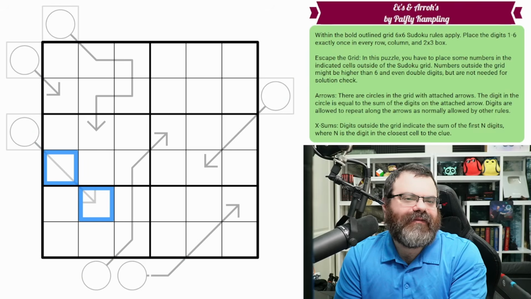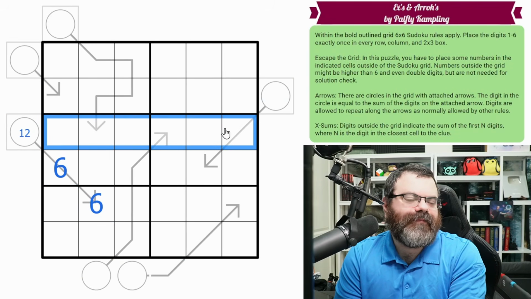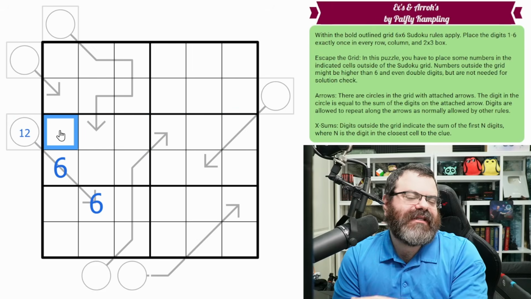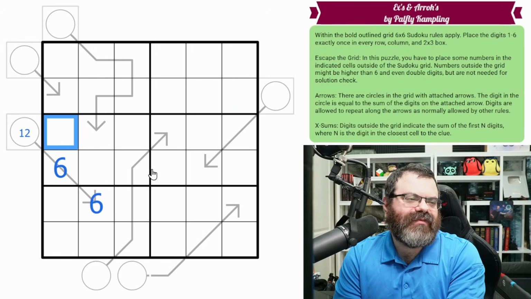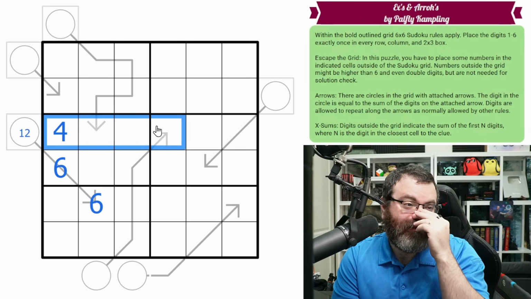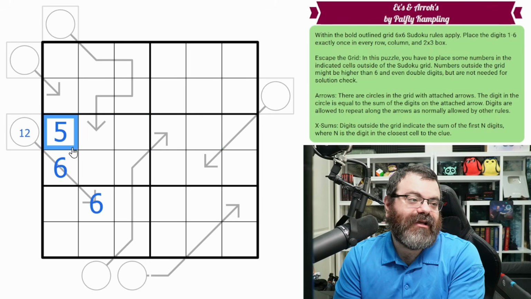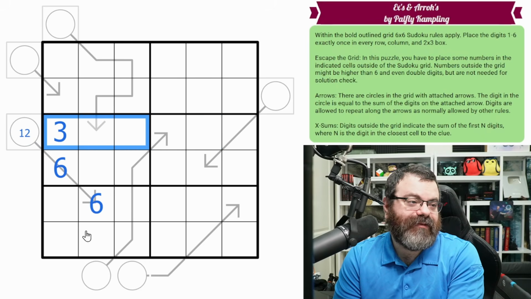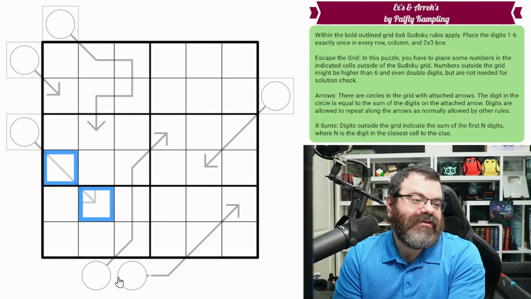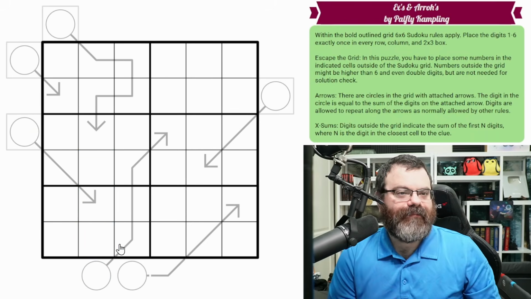In addition to that, if we did 6, 6, and this was 12, then this 12 is also an X sum. So what we do is we look at the digit that's right next to the clue. Say this was a 4. Then that would mean that these 4 digits sum to 12. If this was a 5, you'd sum these 5, it would be 12. If this was a 3, you'd sum these 3, it would be 12. And it's in the direction of the clue. So if this was 12, then maybe this would be 3, and these 3 would sum to 12. All right, and that's it.